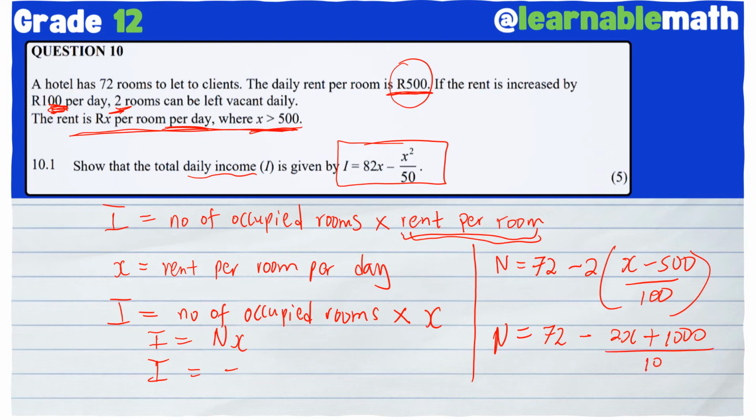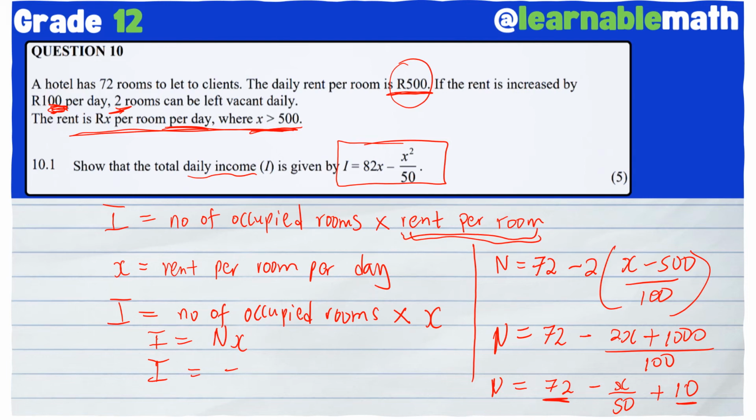This is divided by what? By 100. So n will be 72. If we divide everything by 100, this will be x over 50, right? Then plus 1000 divided by 100, it will give us 10, right? Plus 10. So if we simplify, our n will be 72 plus 10, it is 82 minus x over 50. I hope you can see that.